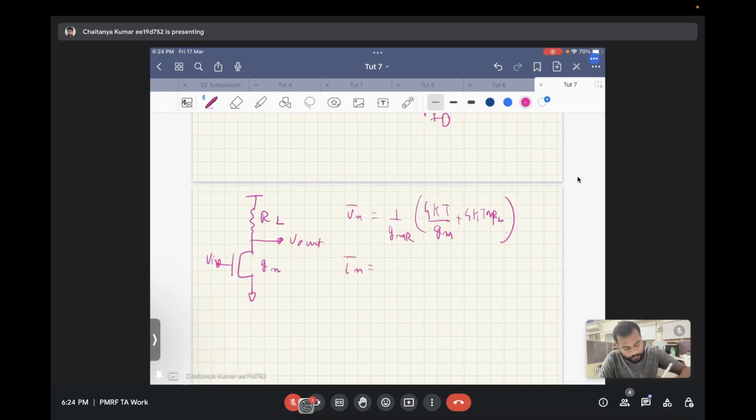And in the same circuit it is 0. So this was the treatment done for the common source amplifier. Now another variation of the common source amplifier is the cascode amplifier. Are you guys familiar with the cascode amplifier? Are you guys familiar with cascoding?